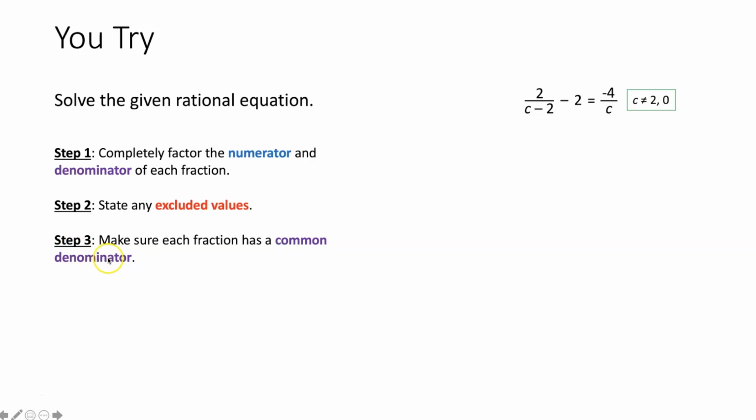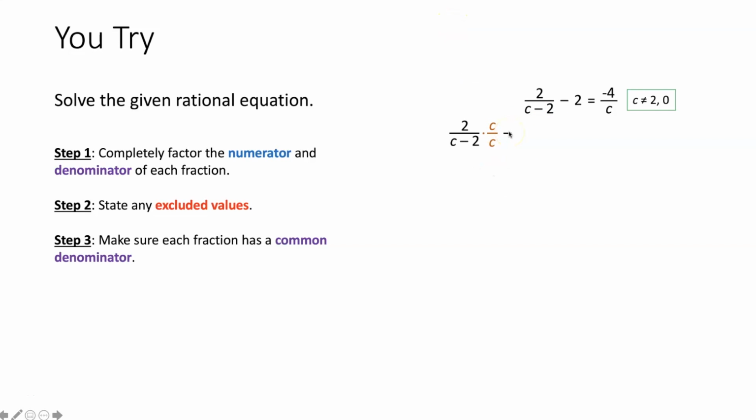So now we move on to step 3, where we make sure each fraction has a common denominator. So what is the least common denominator between c minus 2? Since this is just 2, it's going to be 2 over 1. So 1 is our denominator here. And then c. Well, it looks like it's just going to be c times the quantity c minus 2. So how do I get this denominator to be c times the quantity c minus 2? I just multiply it by c. And whatever I do to the denominator, I have to do to the numerator.